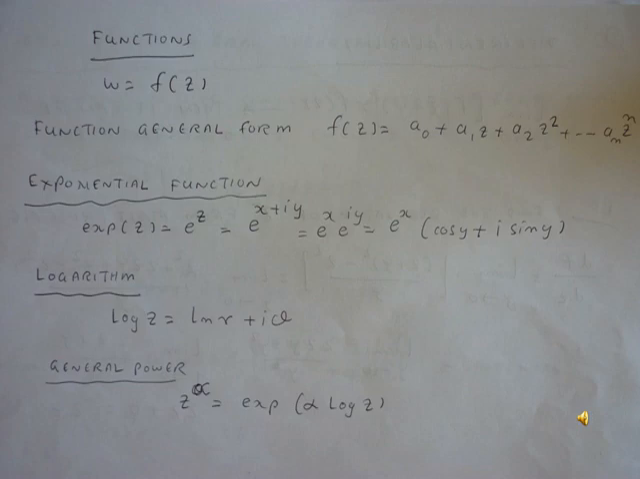An exponential function can be written as h(z) equal to e^z, so that equals e^(x+iy). The e^(x+iy) can be separated into e^x multiplied by e^(iy). The e^(iy) equals cos y plus i sin y, and the whole thing is multiplied with e^x. So this is the exponential function.